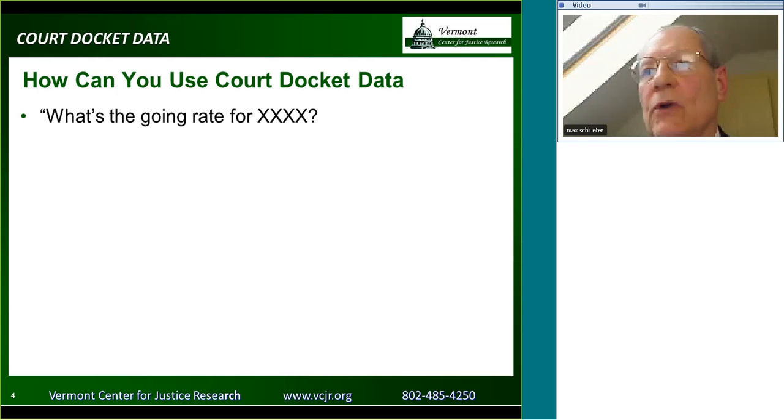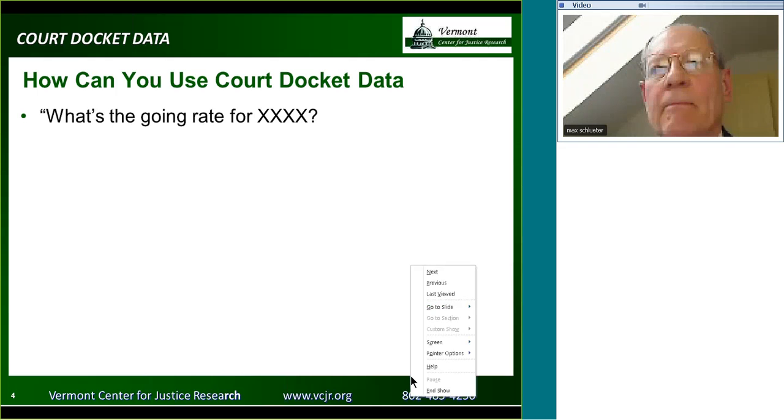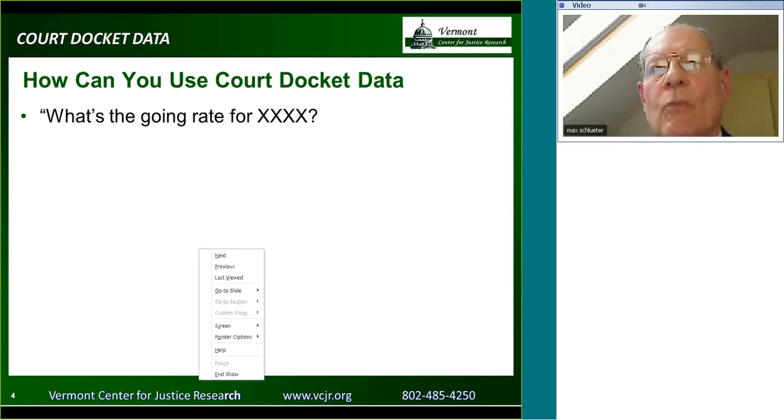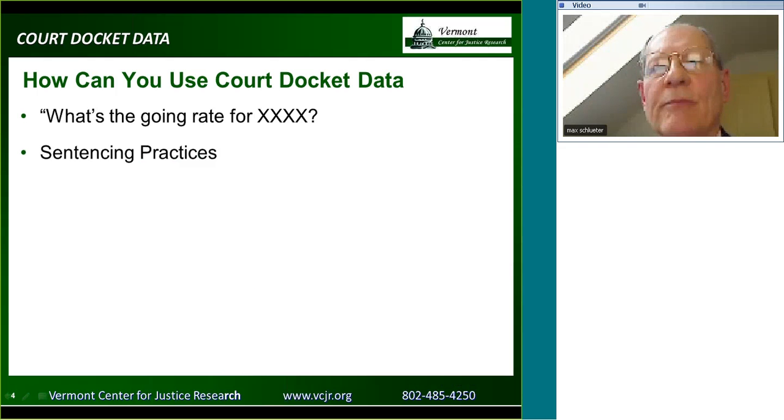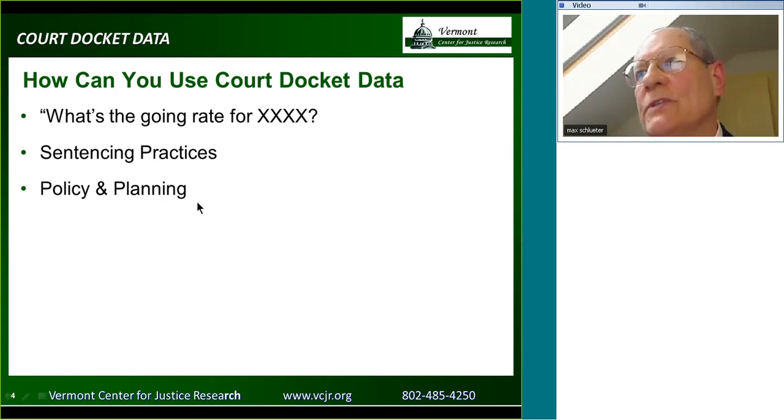We get that question from the courts, that is to say the presiding judge, from a prosecuting attorney, from a defense attorney. They're negotiating a plea and they want to get an idea what the going rate is on a statewide basis. Another product that we develop frequently are analyses of sentencing practices throughout the state. We use this data for policy and planning types of research.